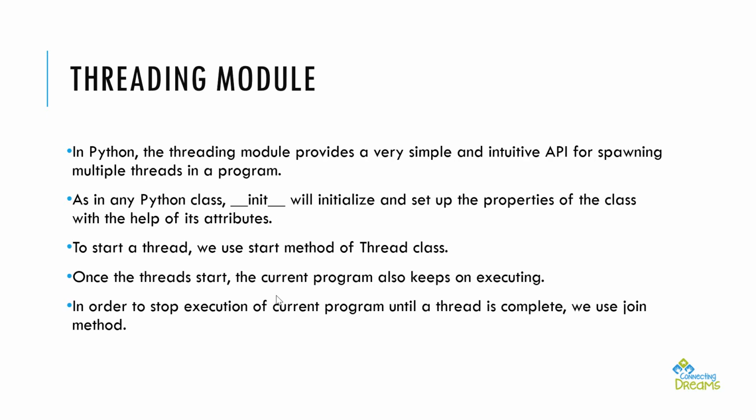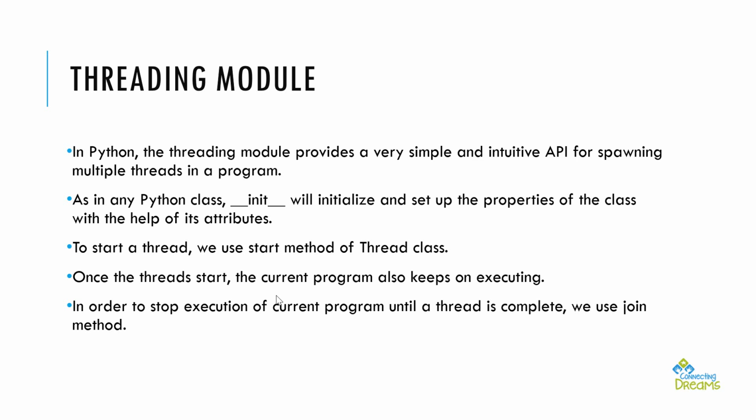In Python, the threading module provides a very simple and intuitive API for spawning multiple threads in a program. As in any Python class, __init__ will initialize and set up the properties of the class with the help of its attributes. To start a thread, we use the start method of the thread class. Once the thread starts, the current program, which you can think of as a main thread, also keeps on executing.